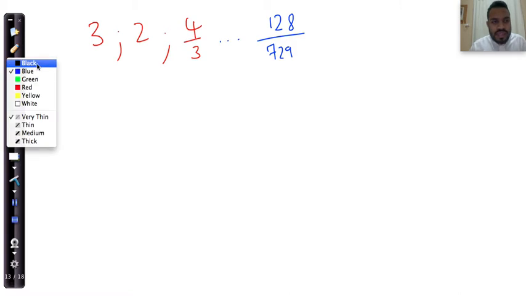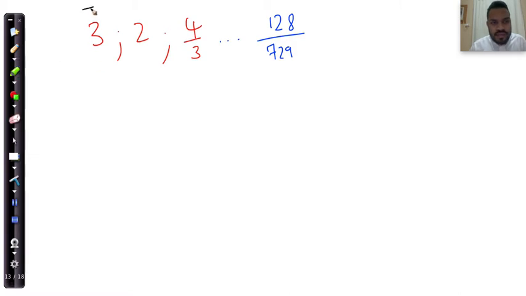Okay, let me just give you the questions. I want you to determine which term of the sequence is equal to 128 over 729. That's what I want. Okay, so as you know, this here is T1, that's T2, that's T3, that's Tn, right? It's some unknown n which we want to find. This here corresponds to n equals 1, n equals 2, n equals 3, and this here corresponds to some n that we have to ultimately solve for.